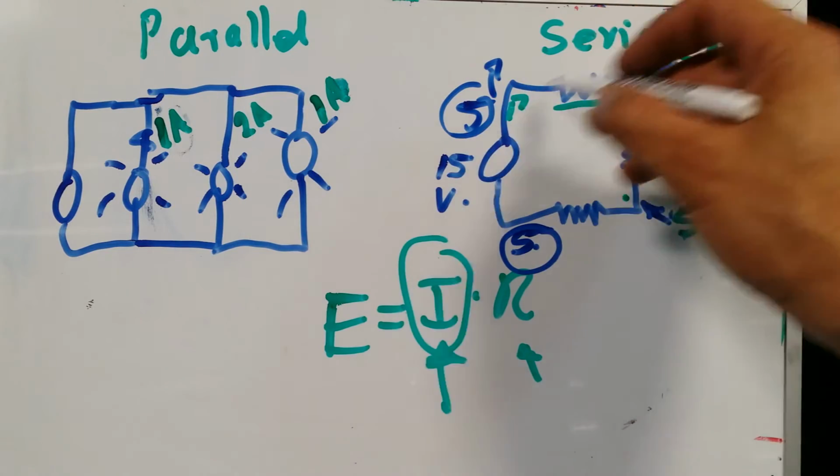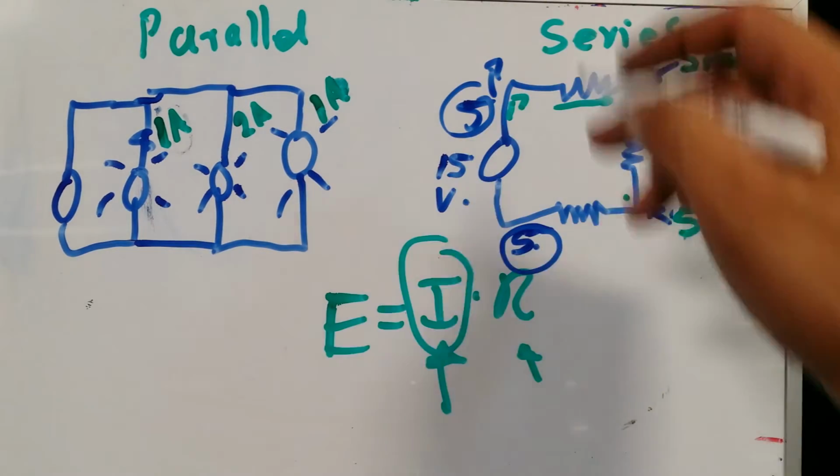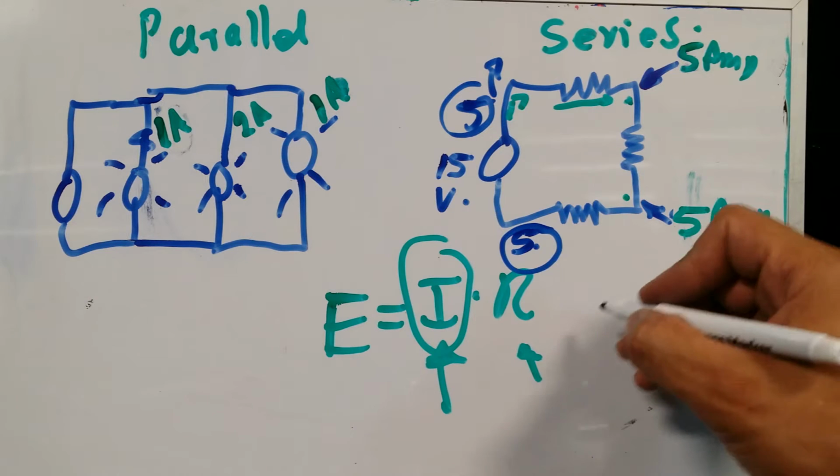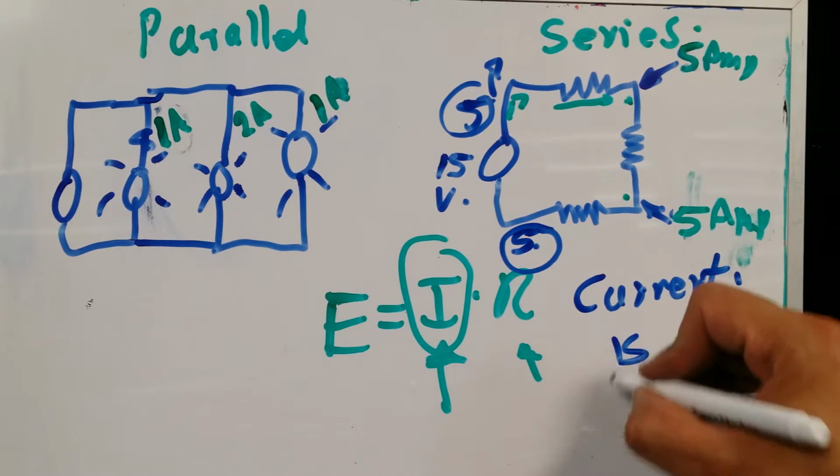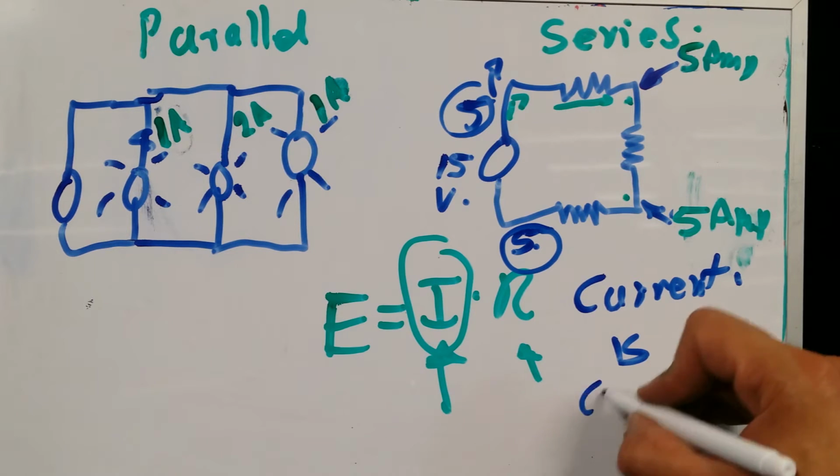So it's the same 5 amps that I'm reading all throughout the circuit, because in series, current is common.